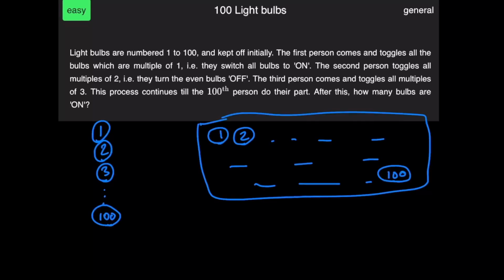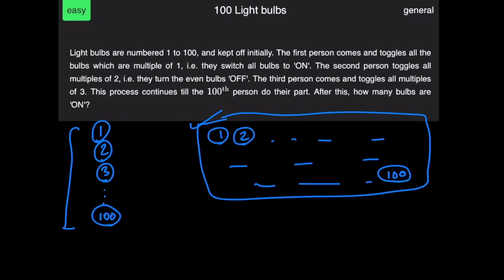So the setup is pretty simple. There's 100 light bulbs in a room and there's 100 people, right? Now what happens is the first person goes into the room and toggles all the bulbs which are multiples of his own number. So that means because every number is a multiple of 1, he basically toggles each and every switch. So all of them become on.